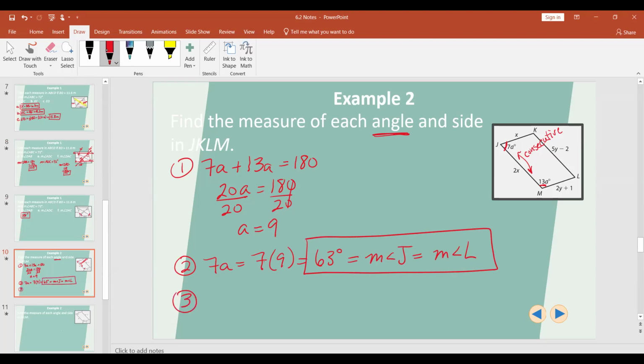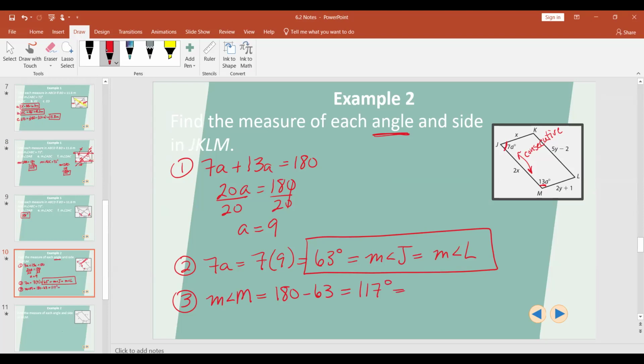The other one, we could also plug in 9 and do 13 times 9. However, just to practice this whole supplementary thing, if J is 63 degrees, then M, 13A, is 180 minus 63, which is 117 degrees.